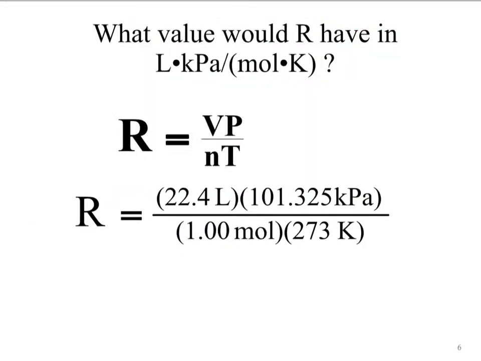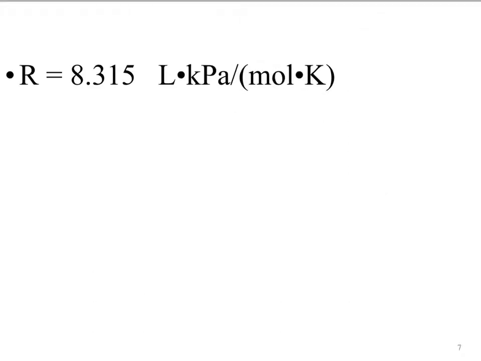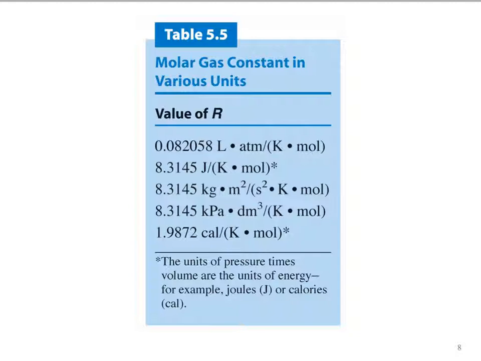Try to figure out what the R value would be if pressure were in kPa. You should have calculated R to be 8.315 liters kPa over moles Kelvin. Take a look at table 5.5. This has several different values of R that are dependent upon the pressure values. The most common ones that you will see used in this course are the very first two listed. Actually, notice that the next two are also the same numbers, just different expressions for the units.